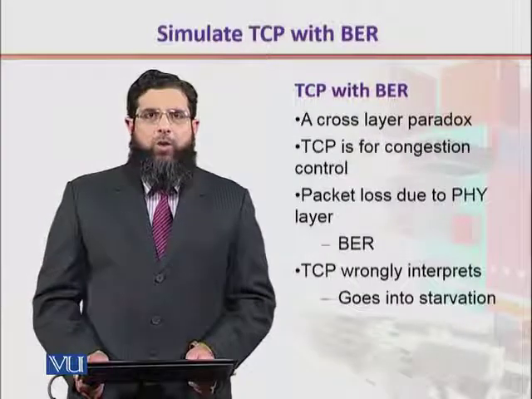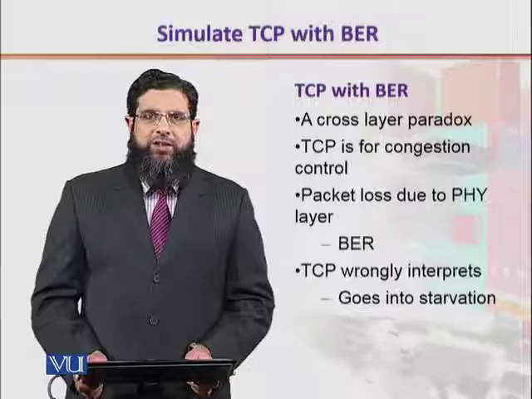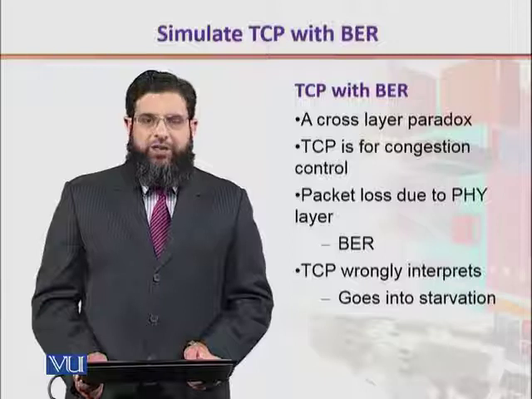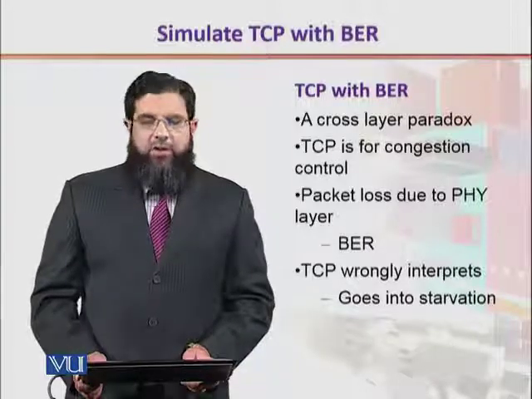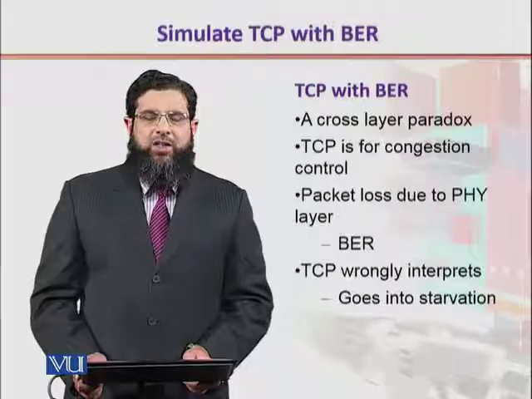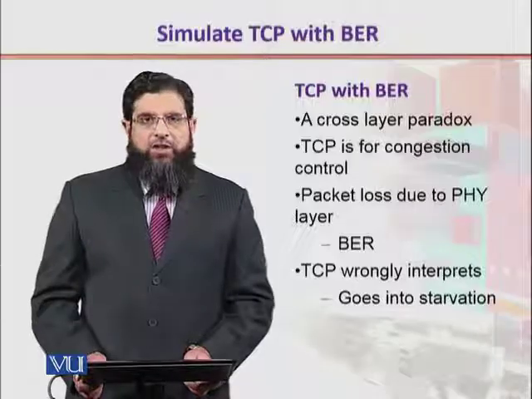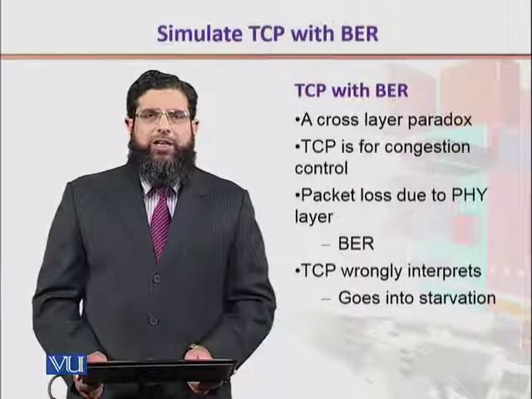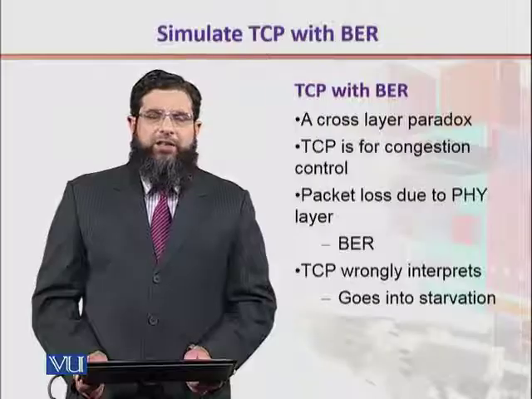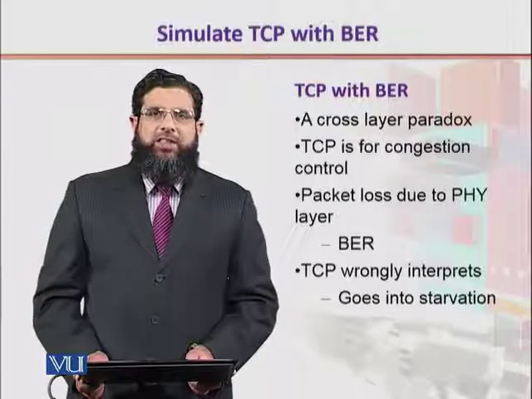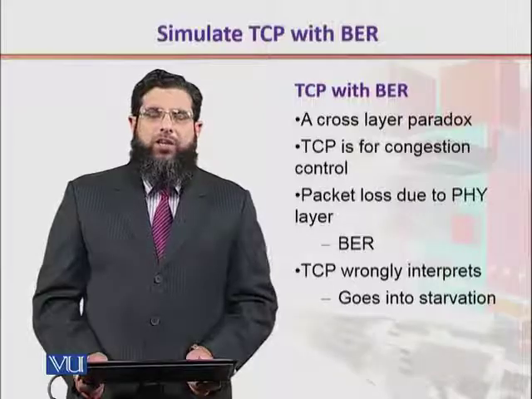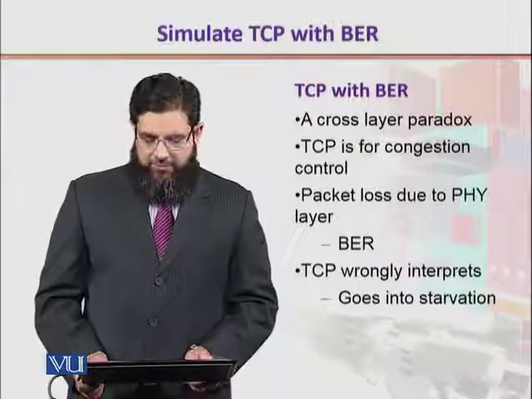Now, let's explore the paradox, or the situation that is tricky to deal with. TCP, as we understand, is for congestion control. The packet loss due to the physical layer, that is channel behavior, causes bit error rate. The bit error rate is usually represented in terms of power-of-10 notation. For example, 10 to the power minus 6 means 1 bit in 1 million bits is in error. Or 10 to the power minus 9, that is 1 bit in 1 billion bits is in error.